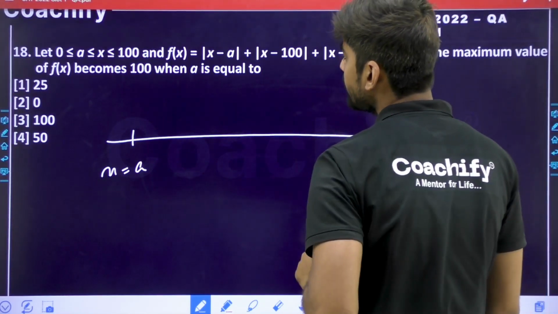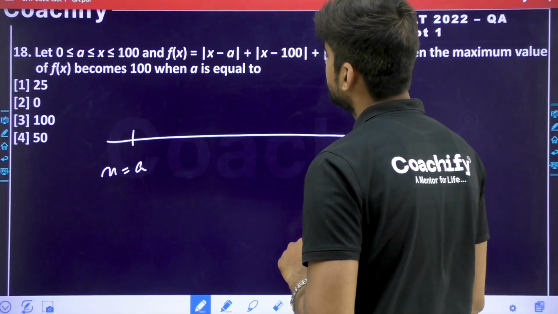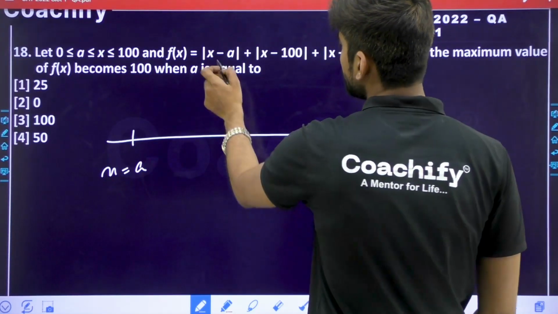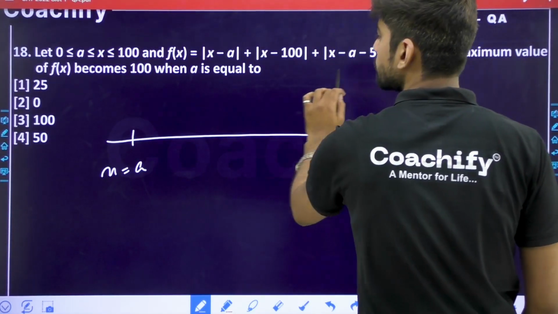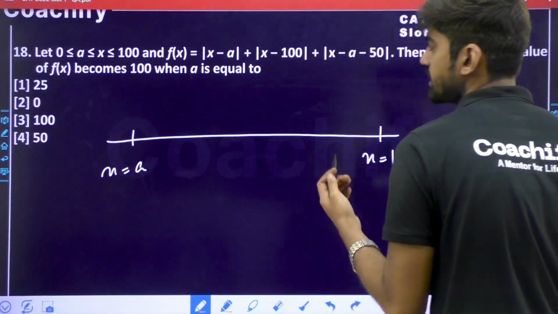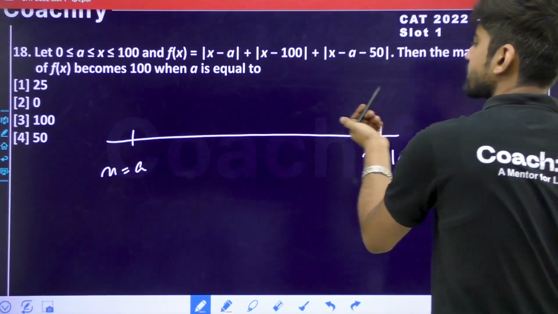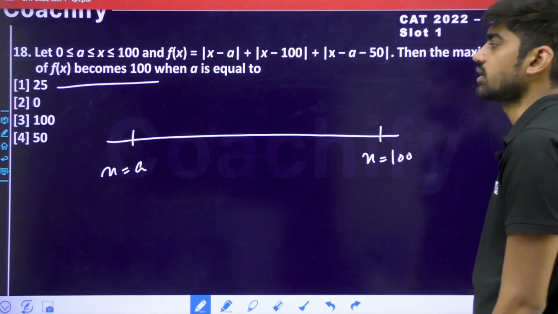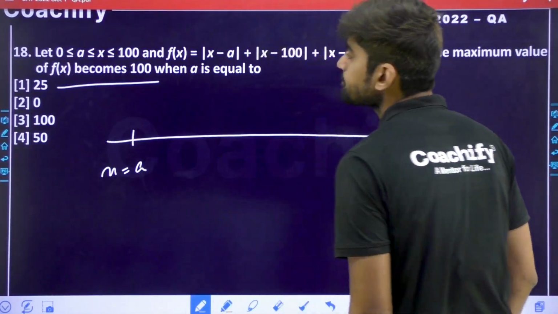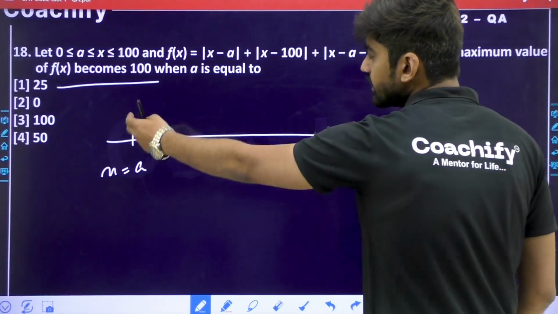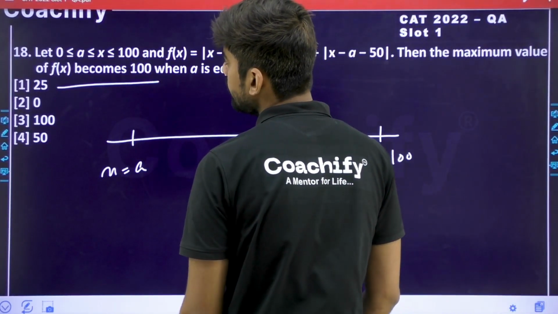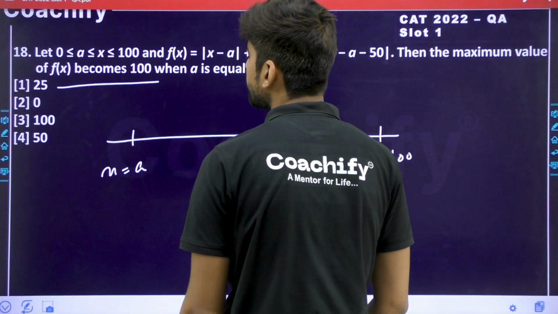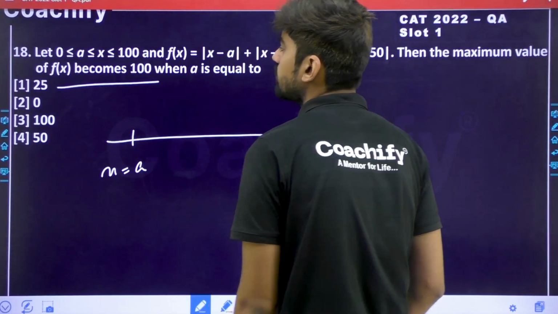Let's assume the values of a one by one from the options and try to find out that the sum of the distance traveled should be equal to 100 as per the question. Now the question says the maximum value of the function becomes 100. So when a is equal to one of these options. Fair enough. And this condition is also given that a should be greater than or equal to 0 but less than or equal to x. x should be greater than or equal to a but less than or equal to 100.